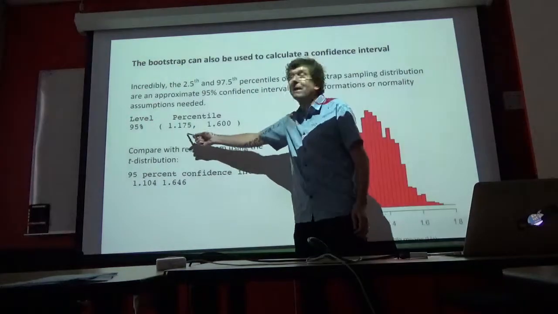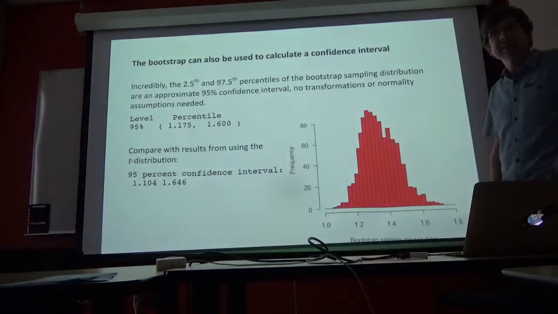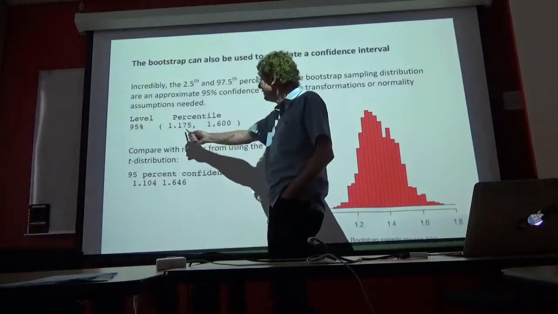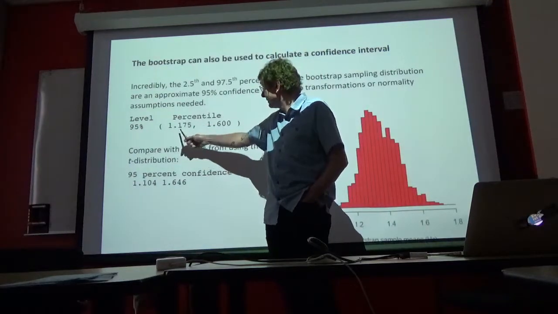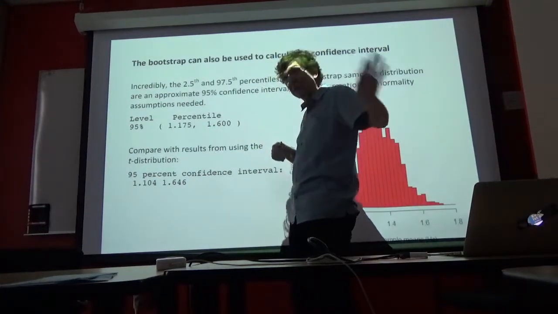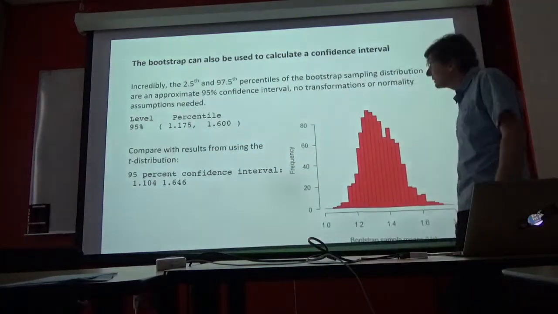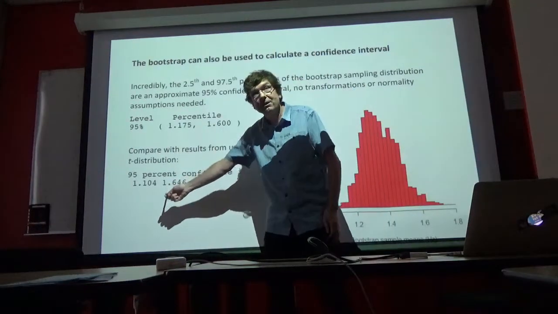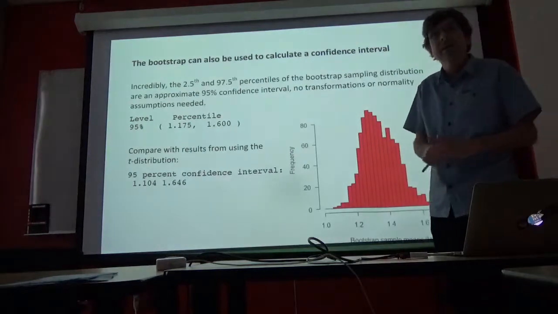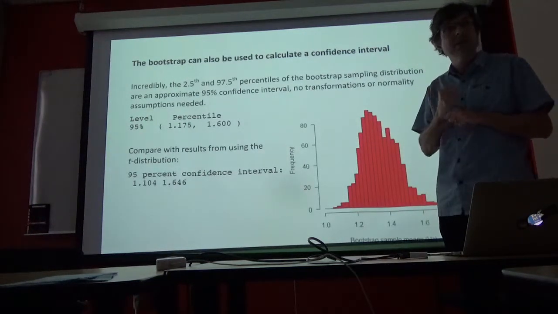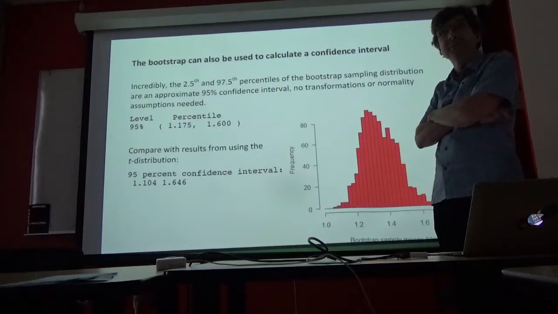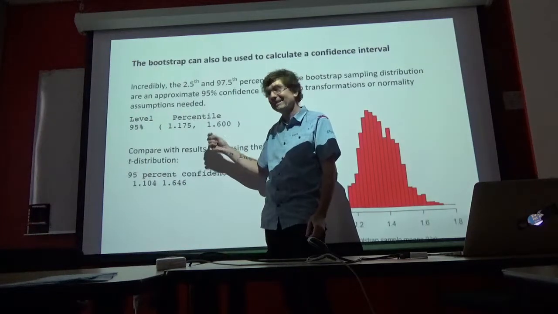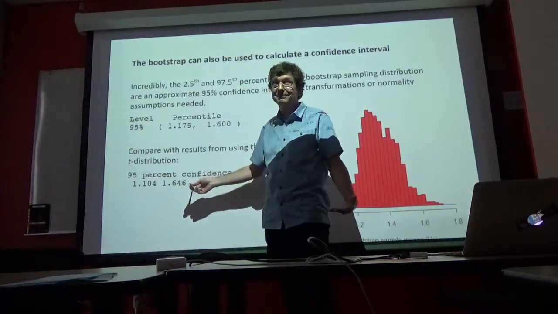But let's look at the value that we got when I did this on this random sample of 8 snakes, resampled over and over and over again. The 95% cutoff, so 2.5% of the left tail of this distribution and 2.5% of the right tail, gave me the limits 1.175 and 1.6. Here's what you would get if you assume normality and use the t distribution to calculate a 95% confidence interval for the population mean. Now, they're not identical. But considering how I got this, you've got to admit, this is pretty amazing.